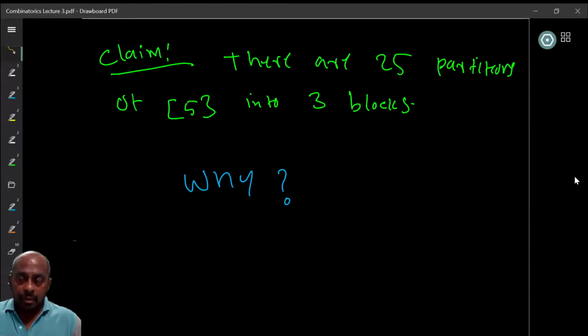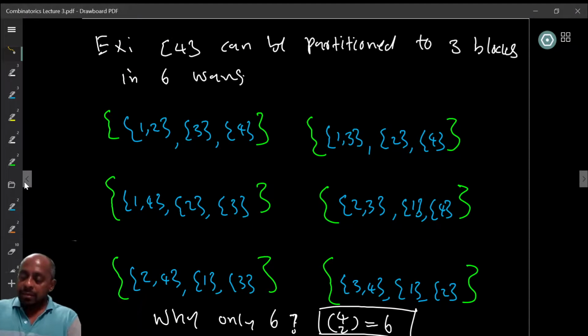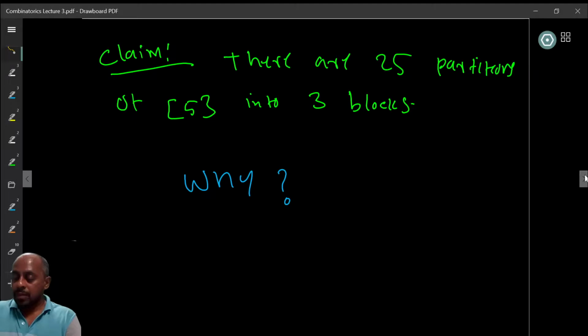Another example, but I want to do this as a kind of homework example, or maybe not. Maybe why don't we do it here? There are 25 partitions of the set {1, 2, 3, 4, 5} into 3 blocks. We said that when there are only 4 elements, {1, 2, 3, 4}, the number of partitions into 3 blocks is only 6. Now when you add one more, we have 25 of them. How is this exactly 25? Can you give an argument why this is 25?